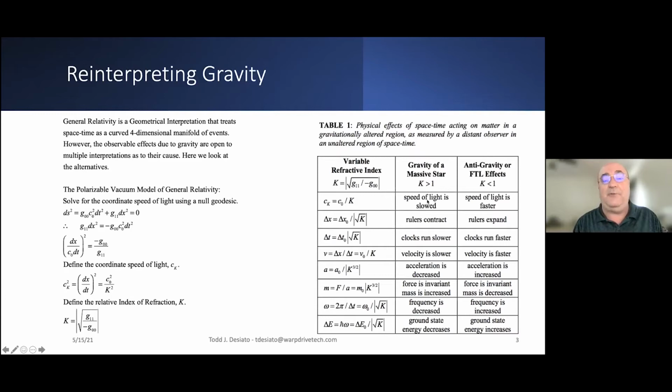And so K greater than 1, in this table, I've presented this several times before, all these relationships hold, and I can derive these relationships many ways. But if K is less than 1, then the speed of light is faster. Rulers expand, clocks run faster.